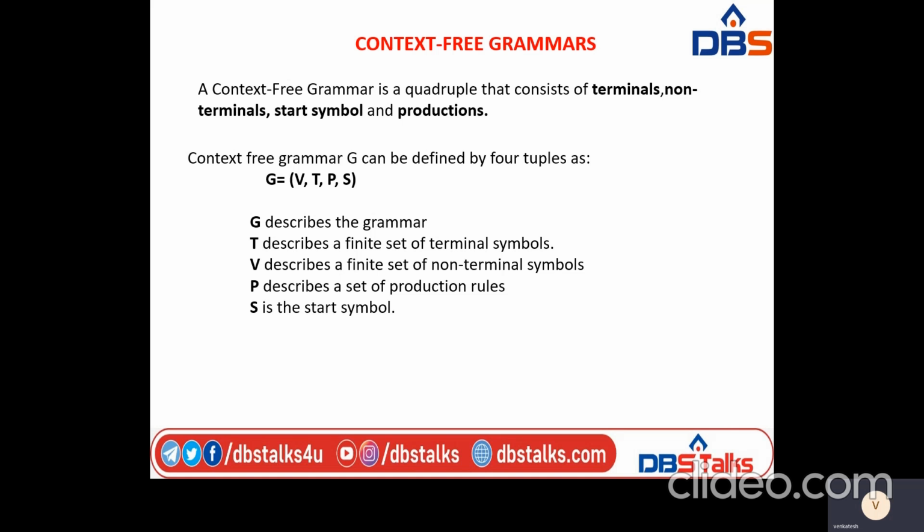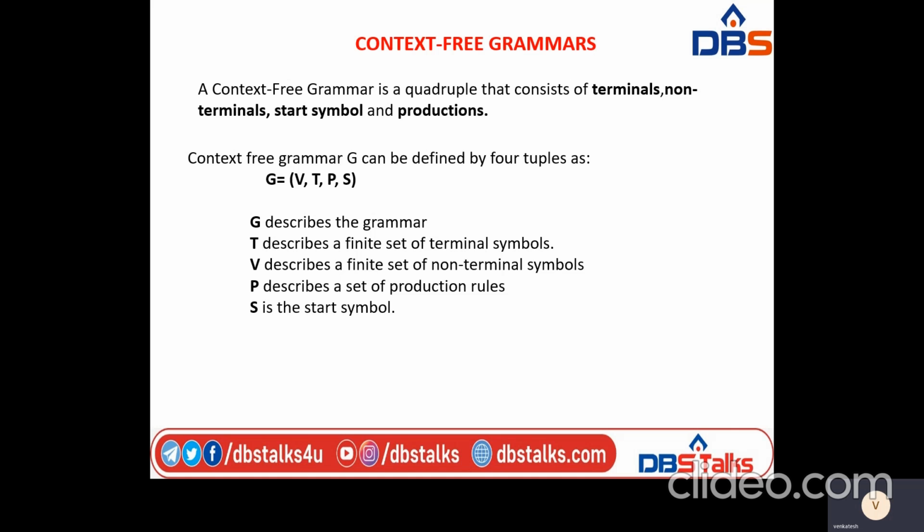Here G is nothing but grammar. V is a finite set of non-terminal symbols. T is a finite set of terminal symbols. P is the production rules. S is the starting symbol. Here V is the set of variables or non-terminals. Non-terminals are uppercase letters, whereas T is the terminal symbols. Terminals mean lowercase letters or operators or left parenthesis or right parenthesis, like this.